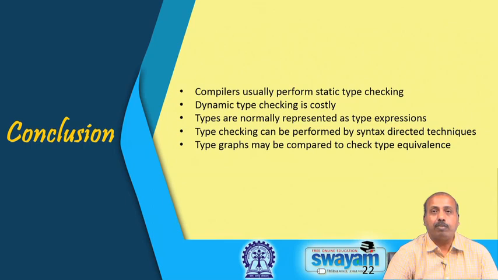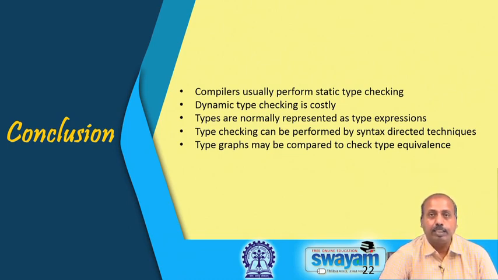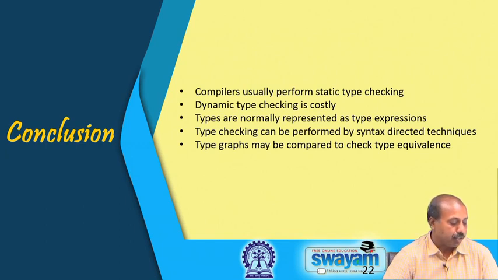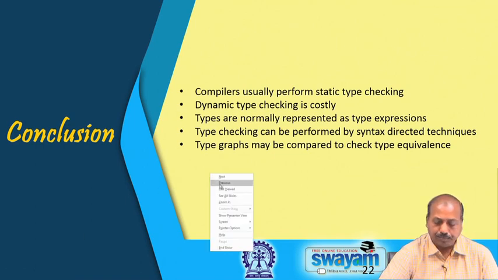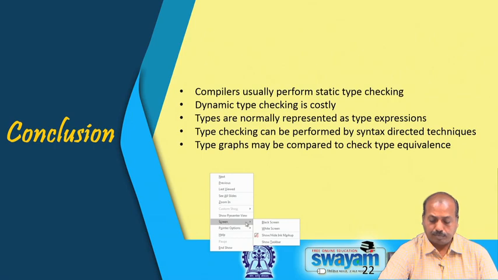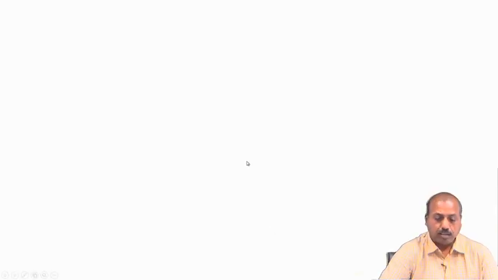So, compilers can perform static type checking, and dynamic type checking is definitely costly. Types are normally represented as type expressions, and type checking can be performed by syntax directed techniques, and type graphs may be compared to check for type equivalency. Next we will be doing a few exercises on type expression. The first one that we will look into is for the type coercion.